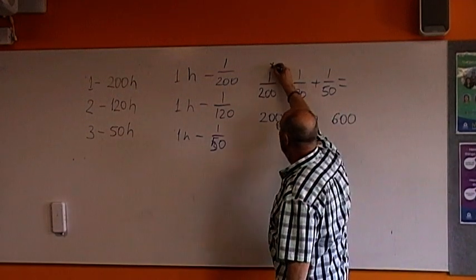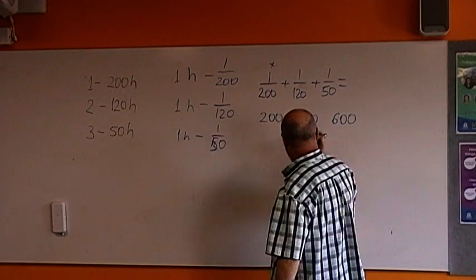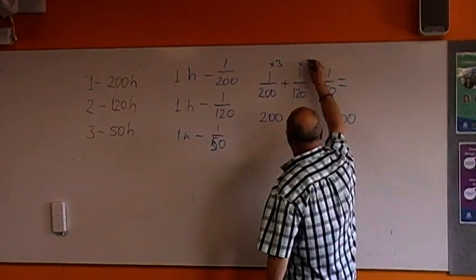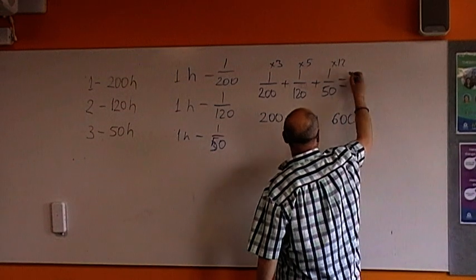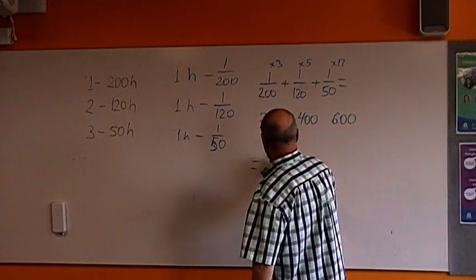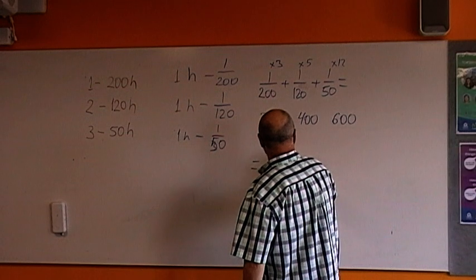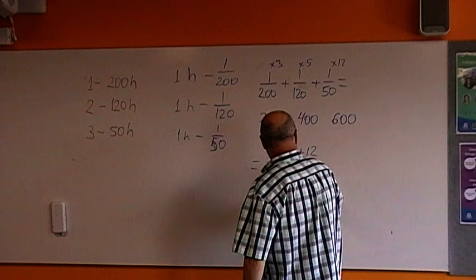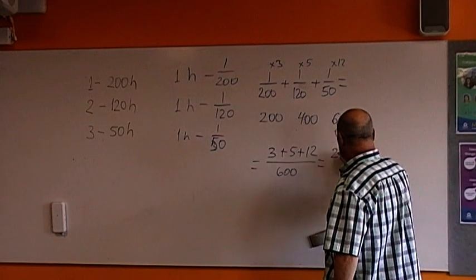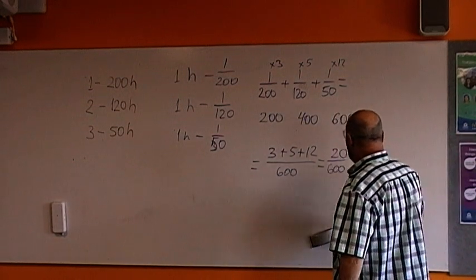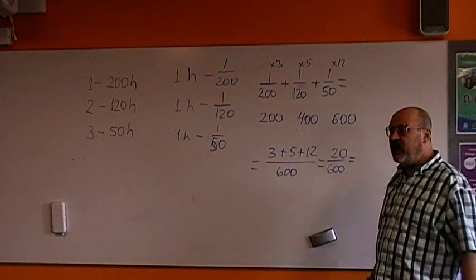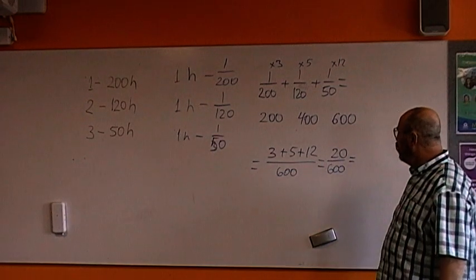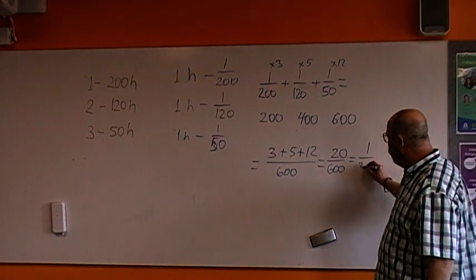So we need to times this by what? 3, to get 600. This times by 5, and this by 12. So we will get 3 over 600 plus 5 over 600 plus 12 over 600, which equals 20 over 600, which can be simplified. Everything can be divided by 20, which gives 1 over 30.